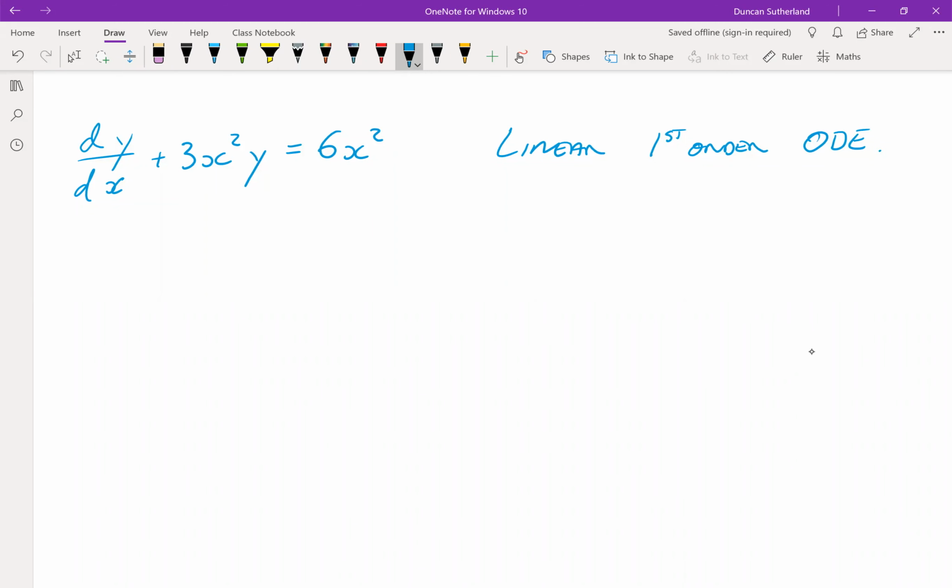All right, we're going to now look at a linear first order ordinary differential equation. So here's the example I've chosen. We're just going to firstly verify that this is indeed linear.